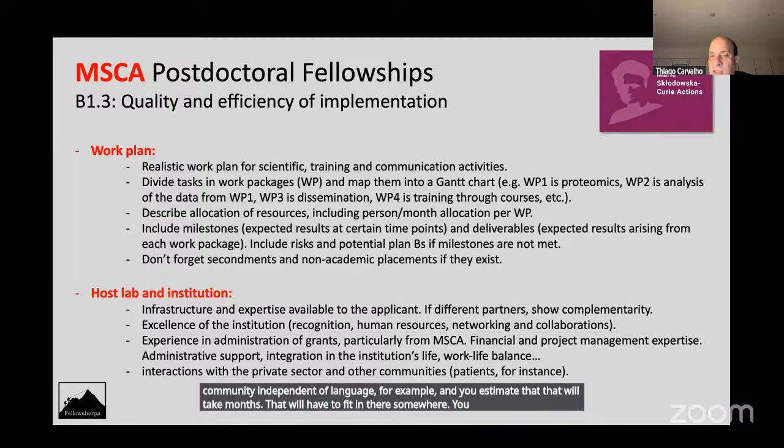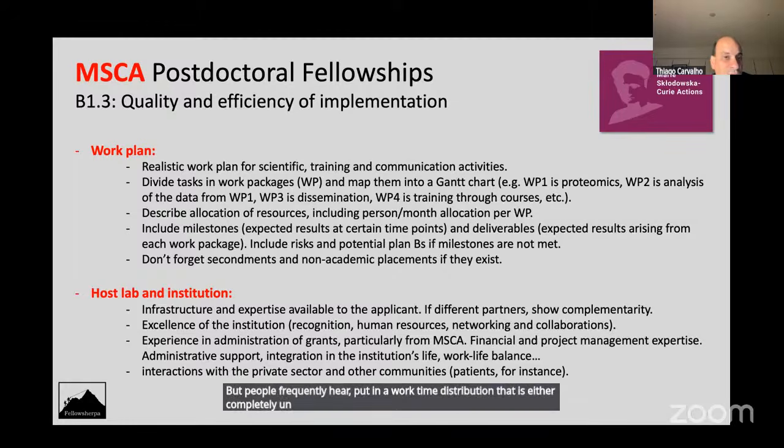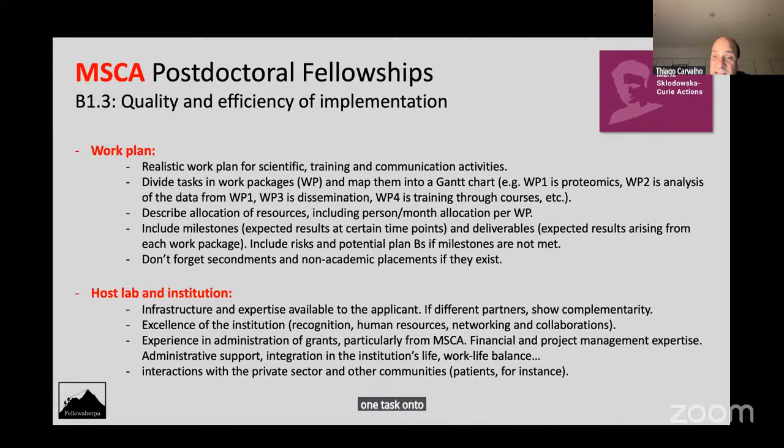You can count in things like technical support from technicians and collaborations, but people frequently here put in a work time distribution that is either completely unrealistic for anyone, or if you do the math, will amount to somebody proposing to work 360 hours a week, for example, because they've just piled one task onto another. And these things are scored for plausibility.